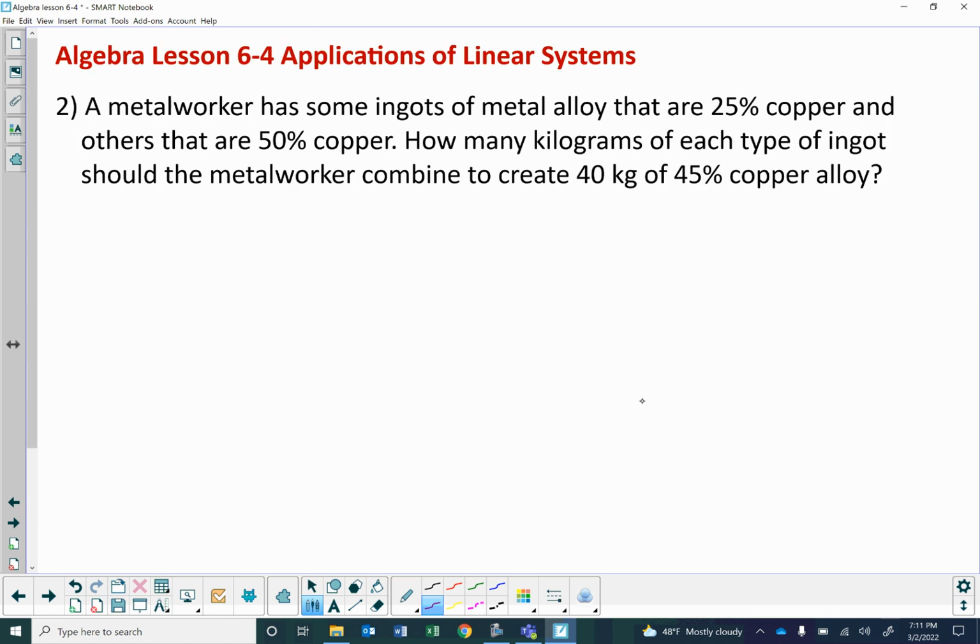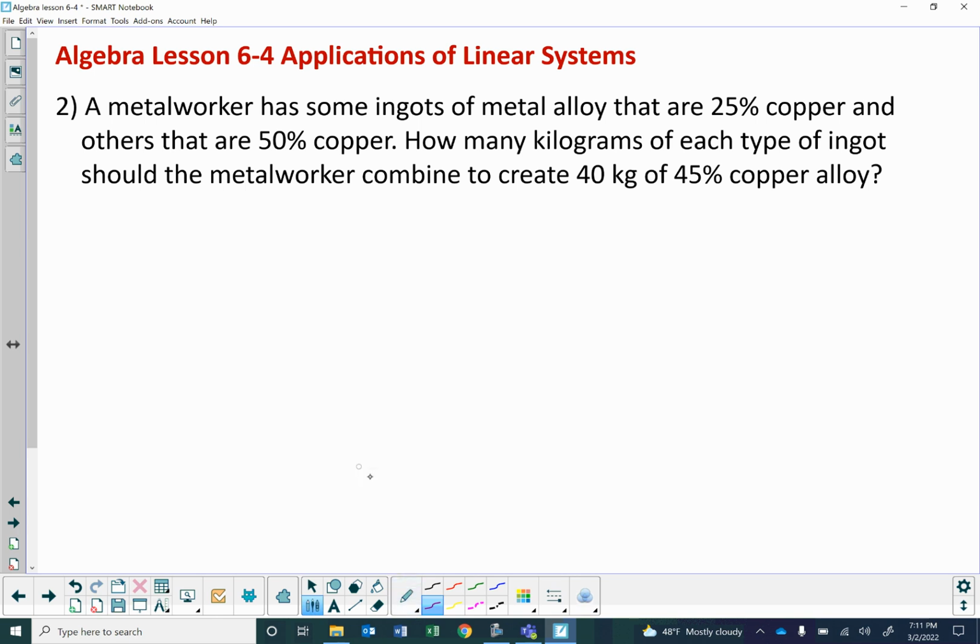Number 2 here. A metal worker has some ingots of metal alloy that are 25% copper and others that are 50% copper. Okay, an alloy just means it's a mixture of metals. How many kilograms of each type of ingot should the metal worker combine to create 40 kilograms that are 45% copper alloy? All right, so let's take a look at what I have.